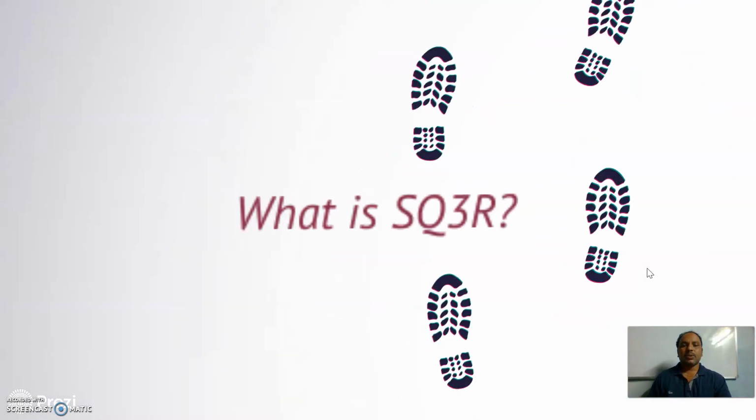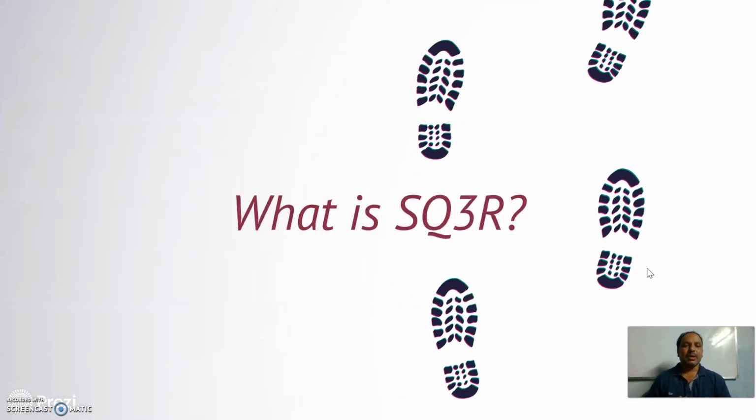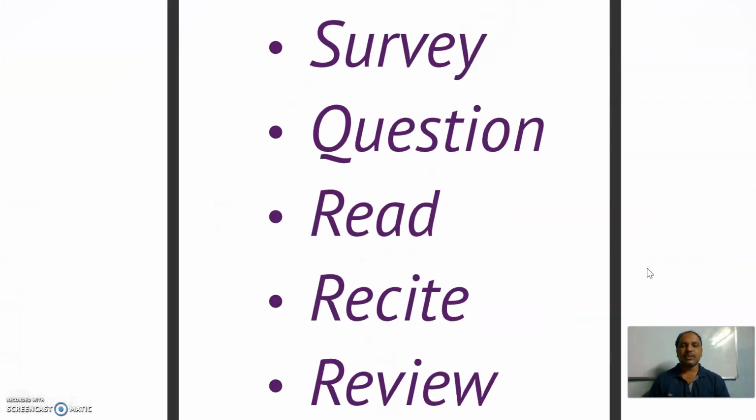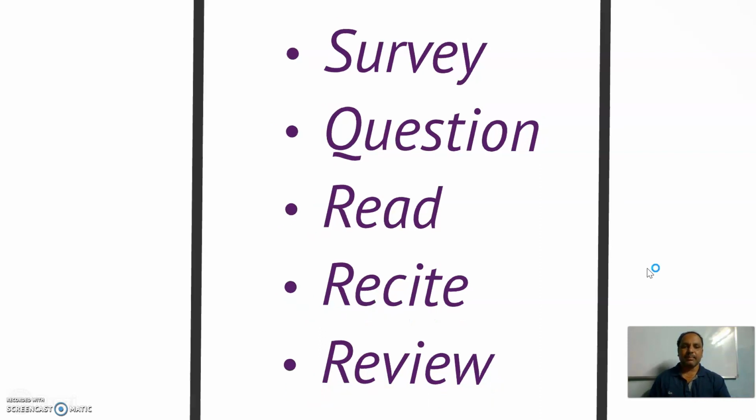So what is SQ3R? What is the meaning of SQ3R? SQ3R is a 5-step reading strategy. There are 5 stages in this reading strategy. Those 5 stages are surveying, questioning, reading, reciting, as well as reviewing. A reader is suggested to follow these 5 steps for better understanding and for remembering it for a longer period of time. Now let us discuss these 5 stages in detail.